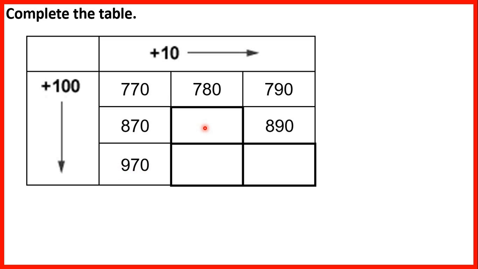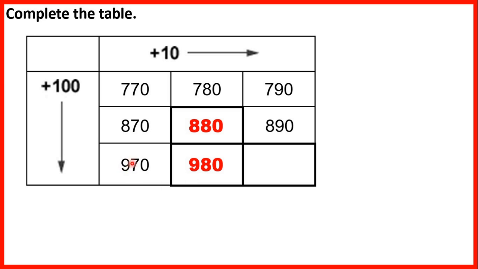So to find this box here, we could work out 870 plus 10, so that's 880. And then we can check if we add another 10, we get 890. Or we could move down and add 100. So if we have 780 and we move down, that will give us 880, because as we move down, we add 100. So if we add another 100 to 880, that will be 980 in this box here.